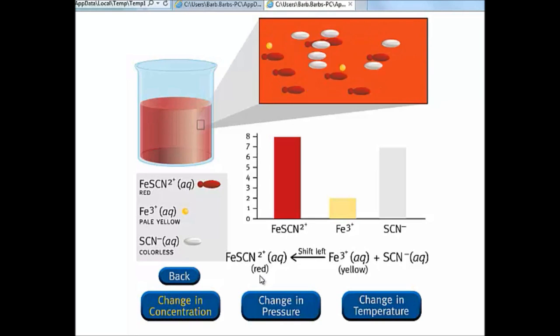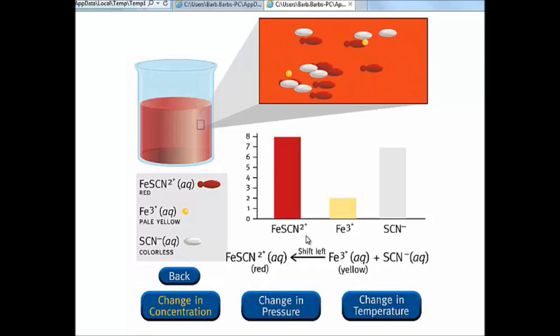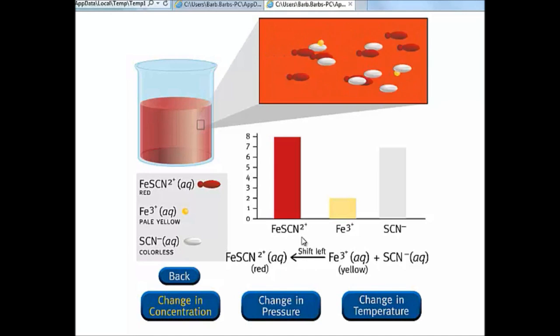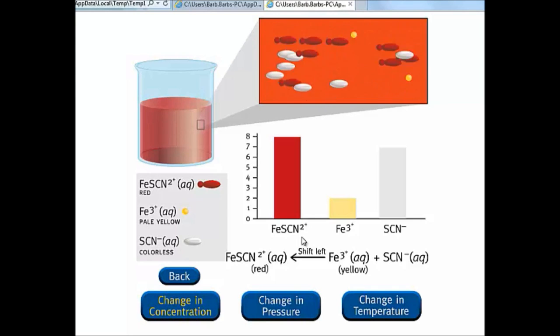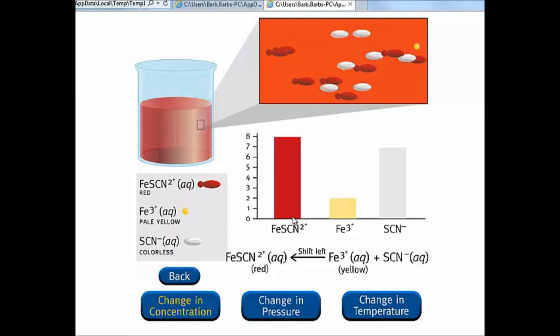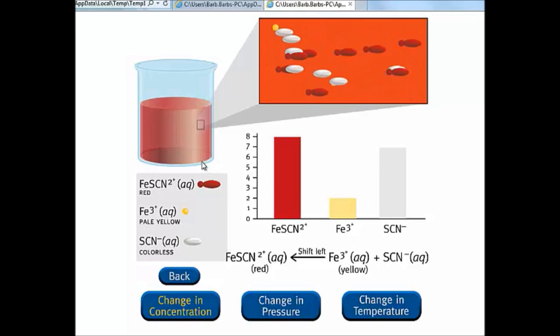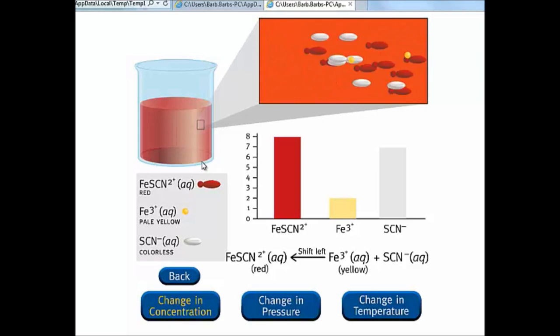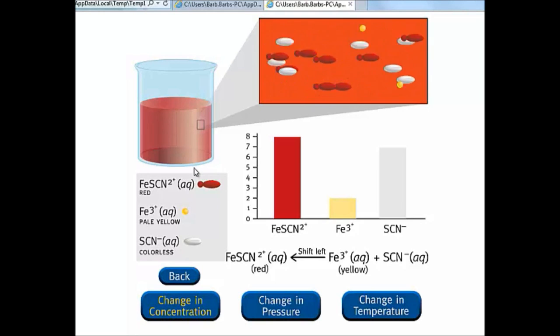When the system shifts to the left, iron thiocyanate ions are produced, which have a red color. Consequently, the red color of the solution deepens as more iron thiocyanate ions, FeSCN2+, are produced. Note that the sodium ions are not shown in the simulation because they are spectator ions.